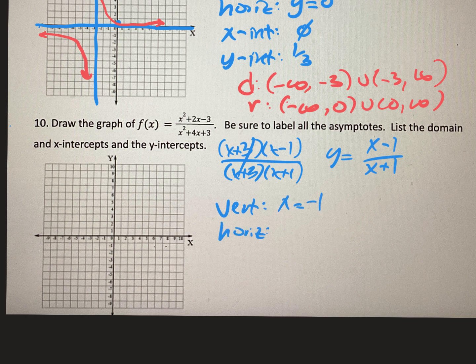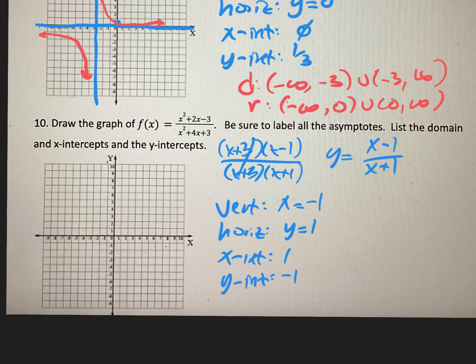Horizontal. This time, the degree is the same. They're both degree 1, top and bottom. So I'm going to get y equals 1, leading over leading, 1 over 1. The x-intercept, what makes my numerator 0? 1 does. The y-intercept, cover up your x's. That leaves negative 1 over 1, which is negative 1.